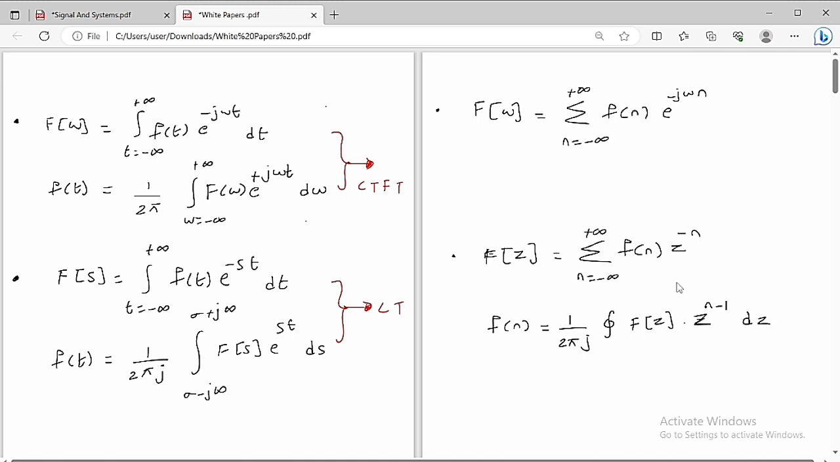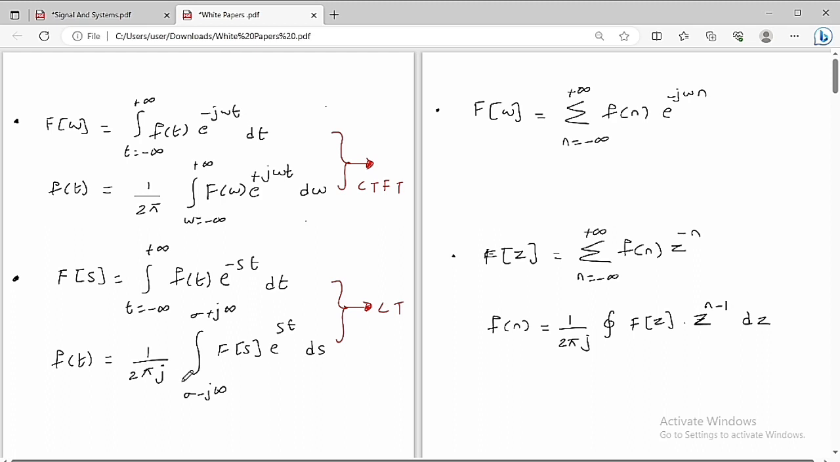You see clearly from here, what I did, I replaced t by n here, and this term 1 by 2 pi j is the same. Closed contour integral of F of s becomes F of z. Here we know already e to the power of s is nothing but z. So you have to keep the power n minus 1 here, since t is nothing but n. So you have to keep minus 1 also, an extra factor, into dz. So these are the changes.